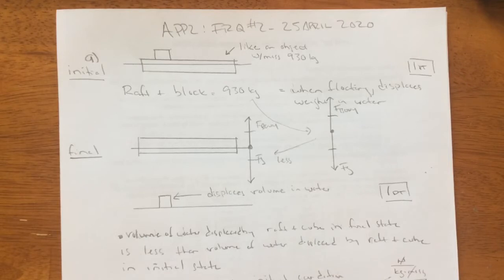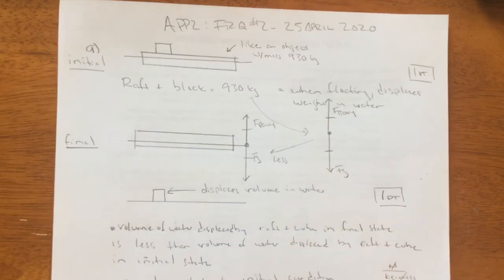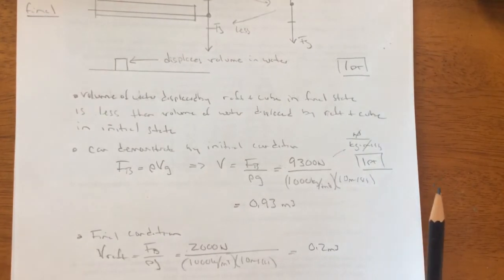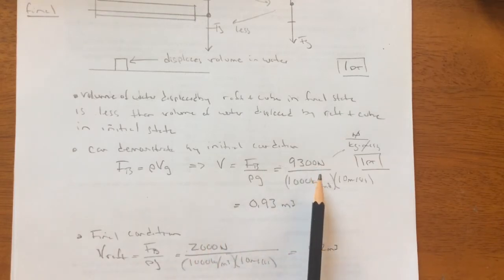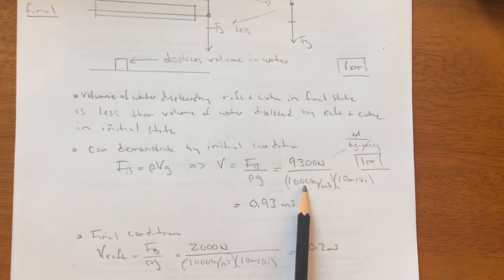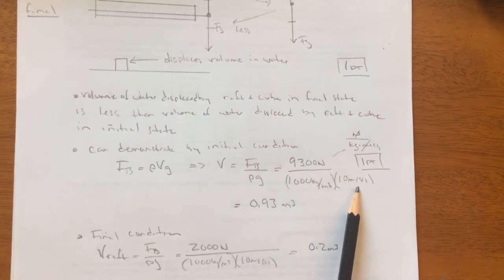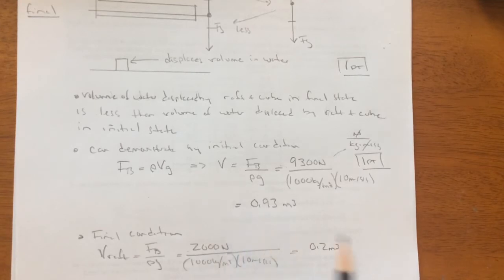And you can demonstrate this. It didn't ask you to demonstrate this, but I went ahead and did it. So the initial condition: you know you've got balanced forces, force buoyancy up. Force buoyancy must be balanced with my mg, so I'm going to solve for force buoyancy. 9,300 newtons is my force buoyancy, divided by density of water times g. I get 0.93 cubic meters displaced.